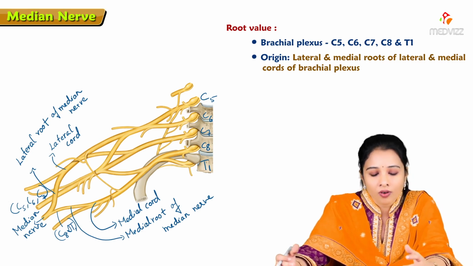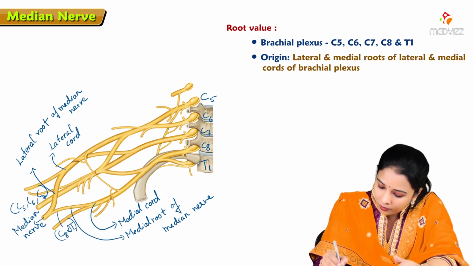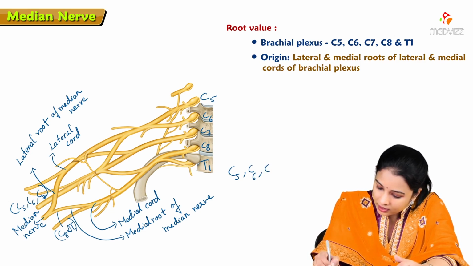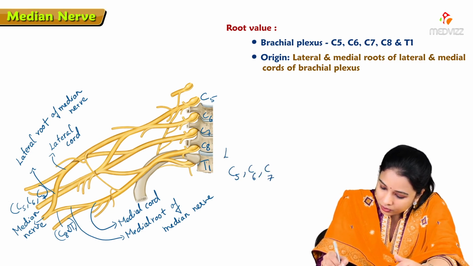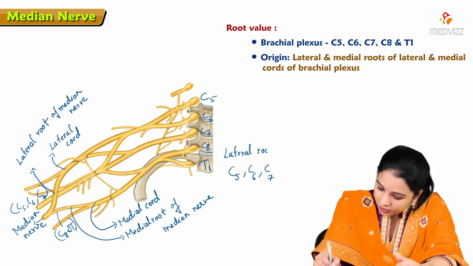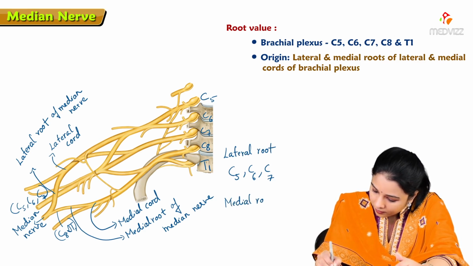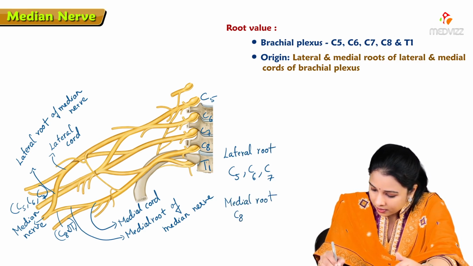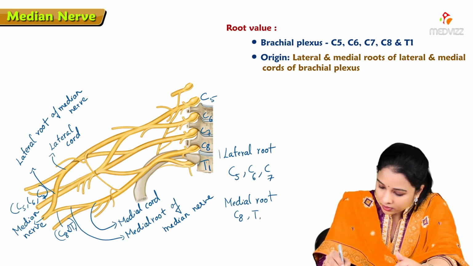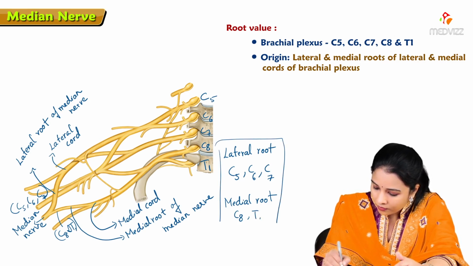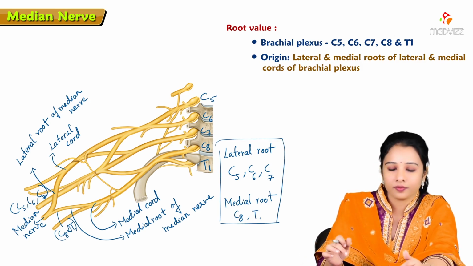So these two roots, we have to write both separately: C5, C6, C7 for the lateral root of median, and medial root is C8, T1. So this is the root value of median nerve.